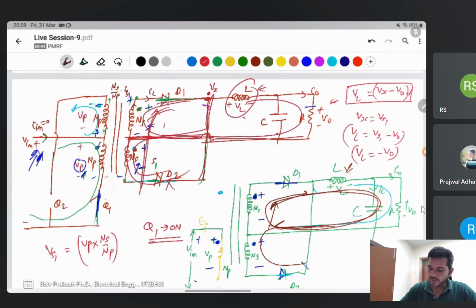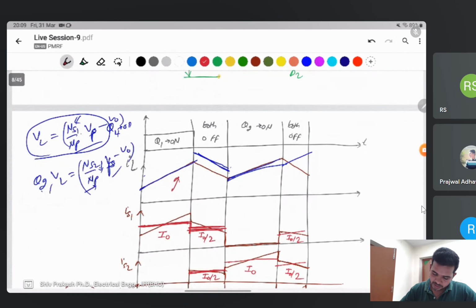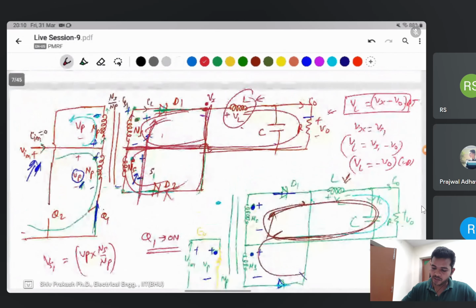Then when the switch is on, dt is applied here, and on minus dt is applied here. That's why the inductor current will be the ripple Vx minus V naught divided by L into T on, and in this time, minus V naught by L. Same as the buck converter, no? It looks like this one is a buck converter.